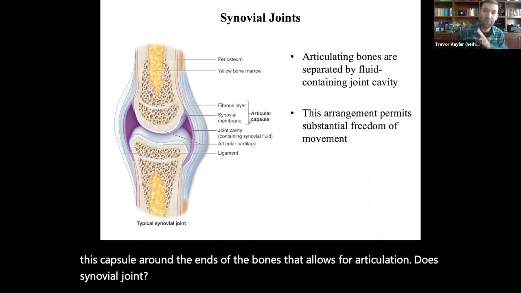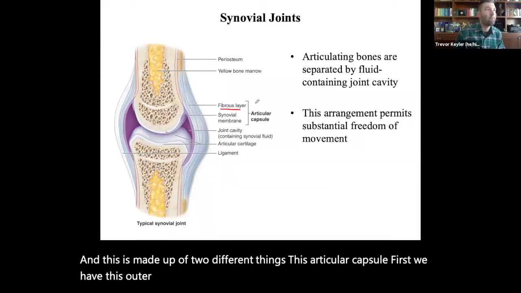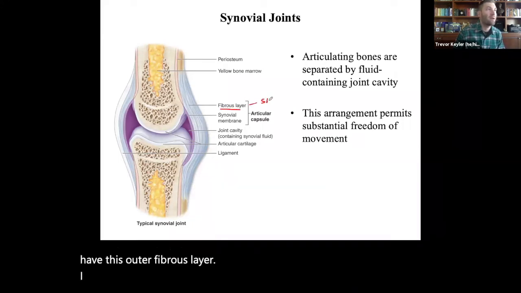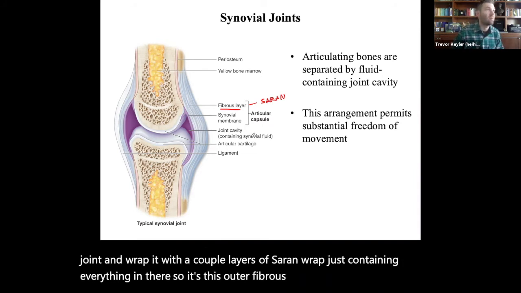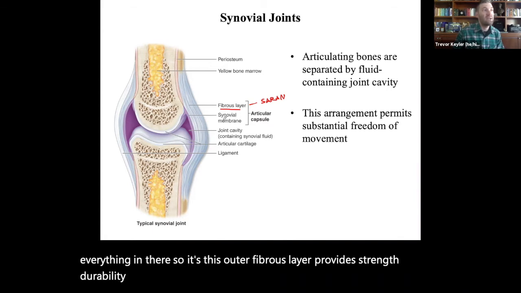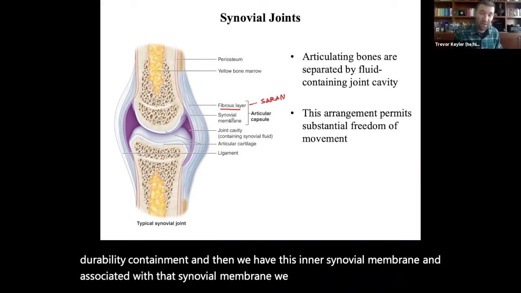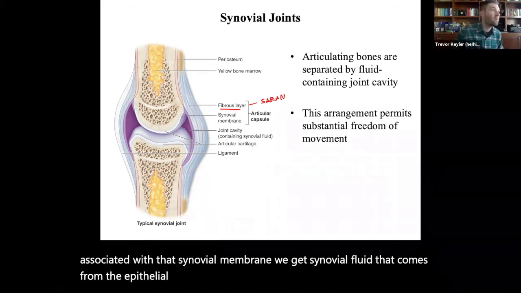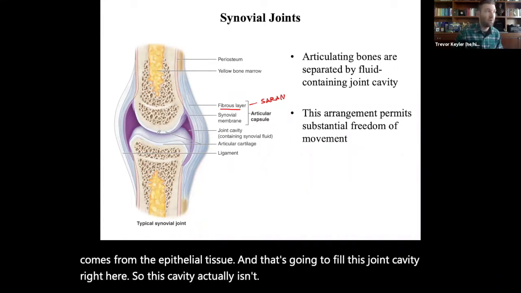And this articular capsule is made up of two different things. First, we have this outer fibrous layer. I kind of compare it to if you were to take that joint and wrap it with a couple layers of saran wrap, just containing everything in there. So it's this outer fibrous layer, provides strength, durability, containment. And then we have this inner synovial membrane. And associated with that synovial membrane, we get synovial fluid that comes from the epithelial tissue. And that's going to fill this joint cavity right here. So this cavity actually isn't empty, right? It's filled with synovial fluid.